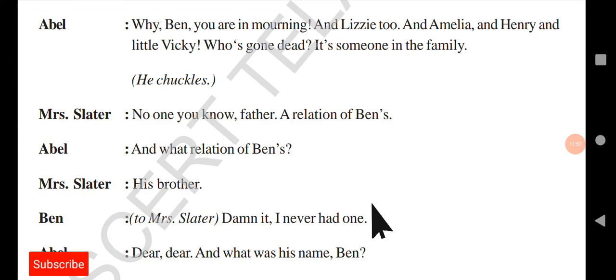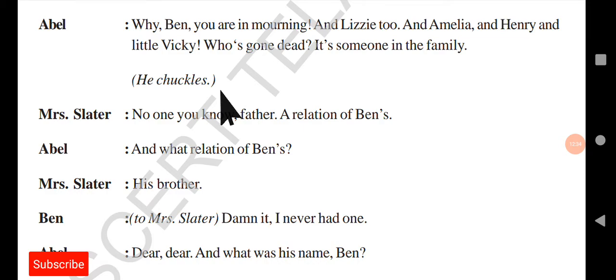Now Abel asks, why Ben, you are in mourning? And Lizzie too, and Amelia and Henry and little Vicky, who is gone dead? It's someone in the family. He chuckles, in the sense of a small smile on the face. So here the old man is asking, why are you all in mourning, Ben, Elizabeth, Lizzie, Emilia, Henry, and little Vicky? Mourning in the sense of a sad situation.